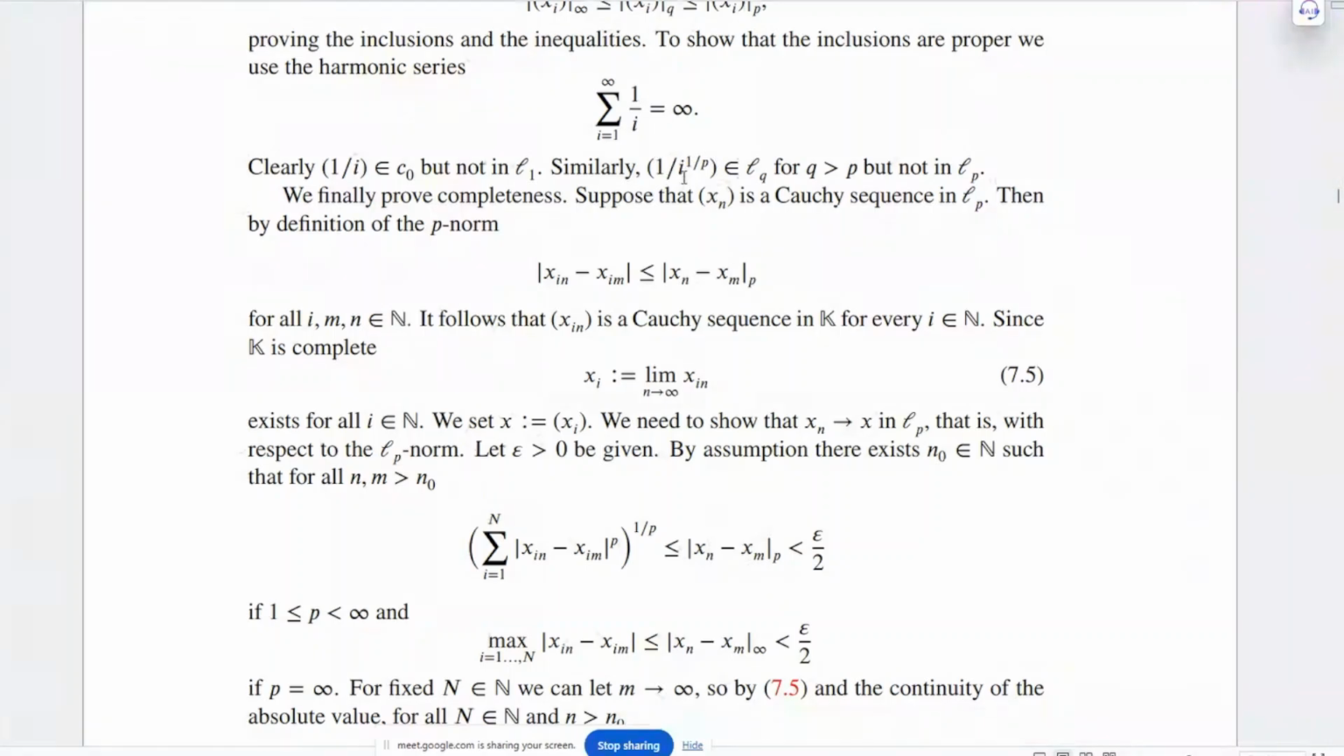Play with the exponent. So when you take 1 over i raised to 1 by p, if you raise it to p, then it will be the summation of 1 over i, that's infinity. Therefore, this sequence 1 over i raised to 1 by p is not in LP. But if you raise it to q, what you get is q by p. Since q is greater than p, q by p will be greater than 1, and therefore it will be convergent and therefore it will be in LQ.